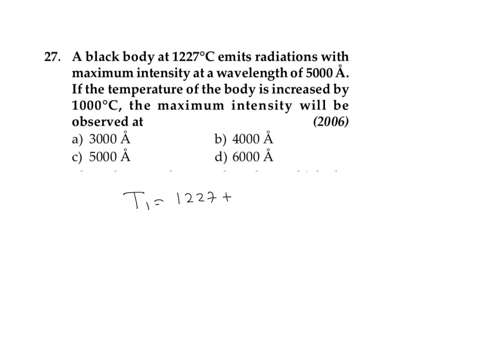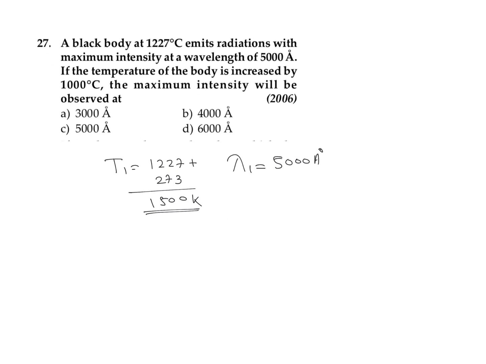It is given in degrees Celsius, so we can add 273 to convert it into Kelvin scale. So we can write that is equal to 1500 Kelvin, the value of initial temperature T1, and the corresponding wavelength is given as lambda 1. We can take it as equal to 5000 Angstrom. The temperature of the body is increased by 1000 degrees Celsius.